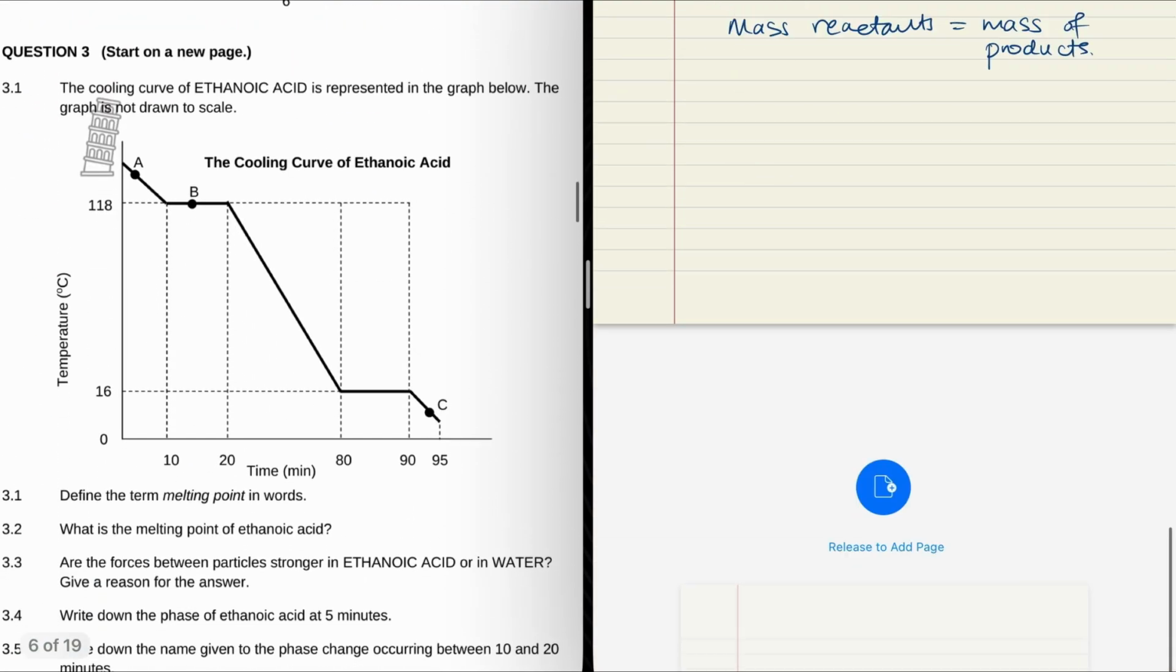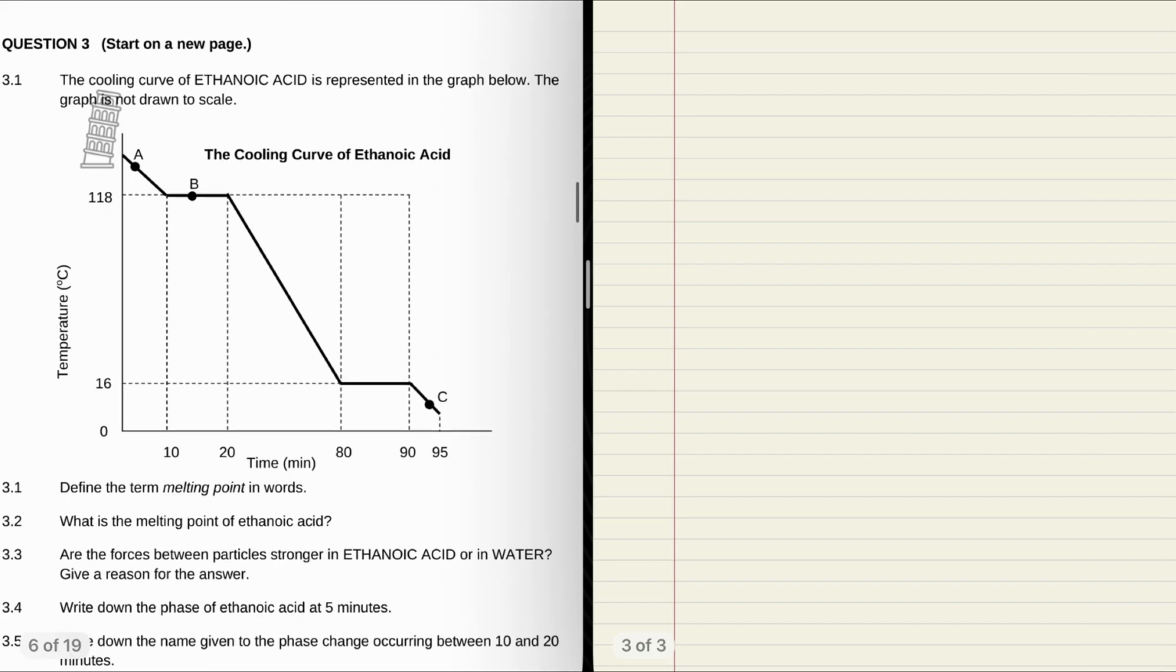Okay, let's move on now to question number 3. The cooling curve of ethanoic acid is represented in the diagram below. The graphs are not drawn to scale. So 3.1, define the term melting point. The definition for melting point is the temperature at which a solid becomes a liquid.